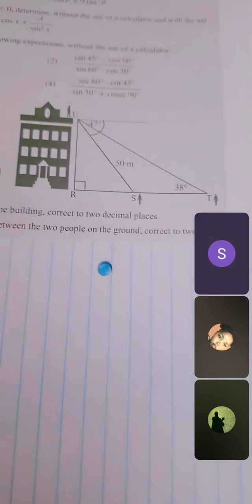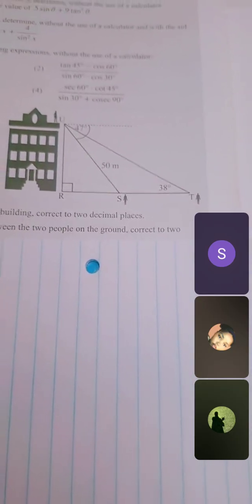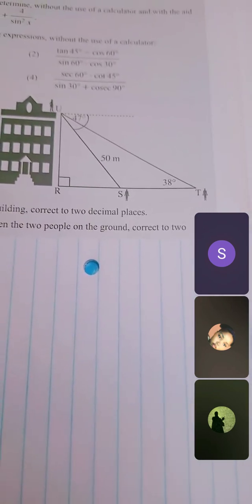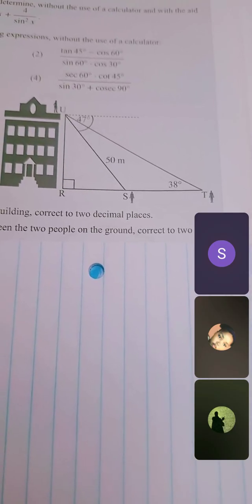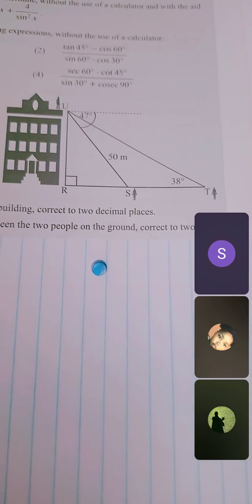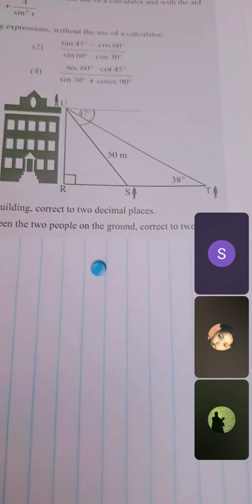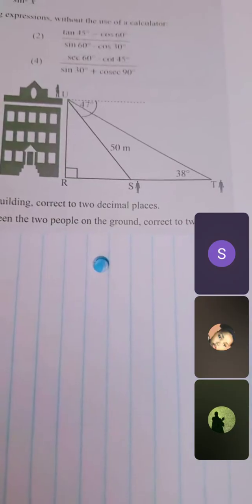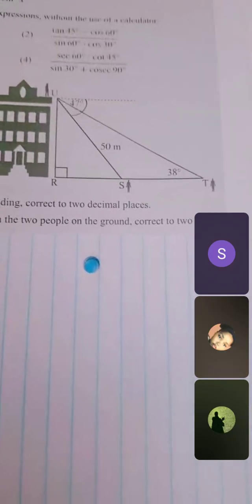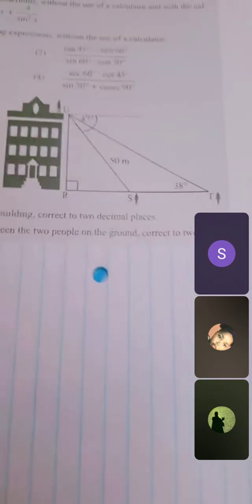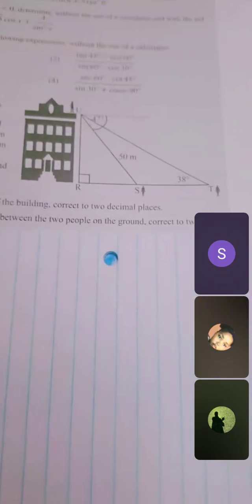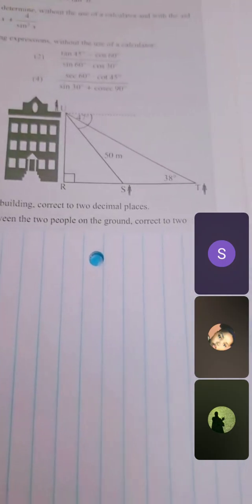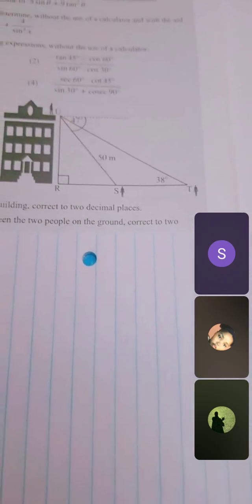Something else I really like asking learners when we're doing questions like this is, how many triangles do you see in the diagram? Asenat is saying 2. Junior, what are you saying? 2, sir. Me, I see 3: URT, URS, and UST.